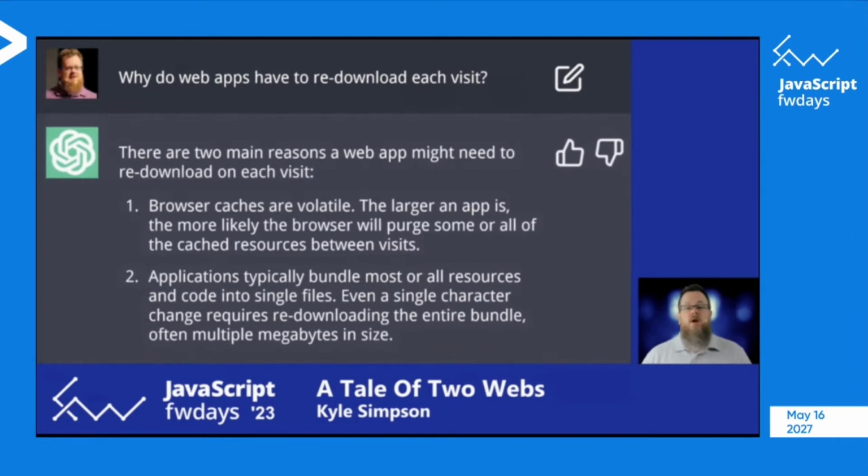Well, number one, browser caches are volatile. The larger an app is, the more likely the browser will be to purge some or all of those cache resources between visits. That means any one of those is going to have to get re-downloaded potentially multiple times. Number two, applications typically bundle most or all their resources and code into a single file. So even a single character change in one of those requires re-downloading the entire bundle, which can often be huge, multiple megabytes in size.